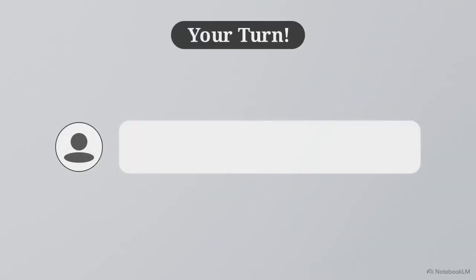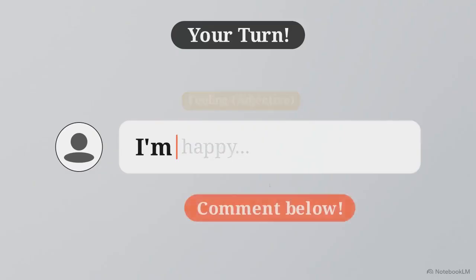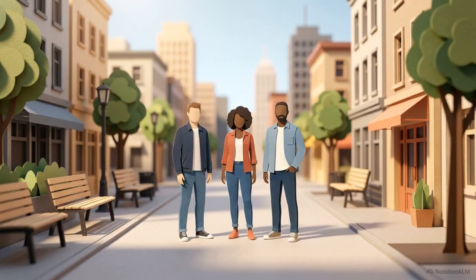Now try it yourself. Write one sentence using I'm in the comments. You can talk about an action or a feeling. Using these two patterns correctly is a great way to start speaking clear English every day.